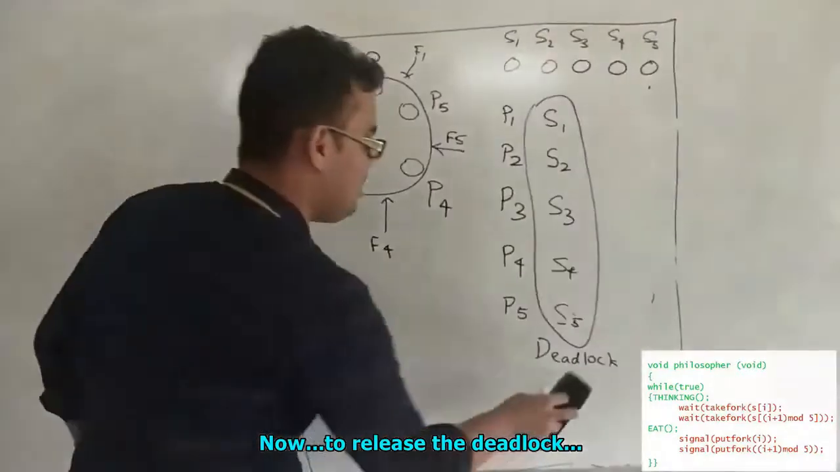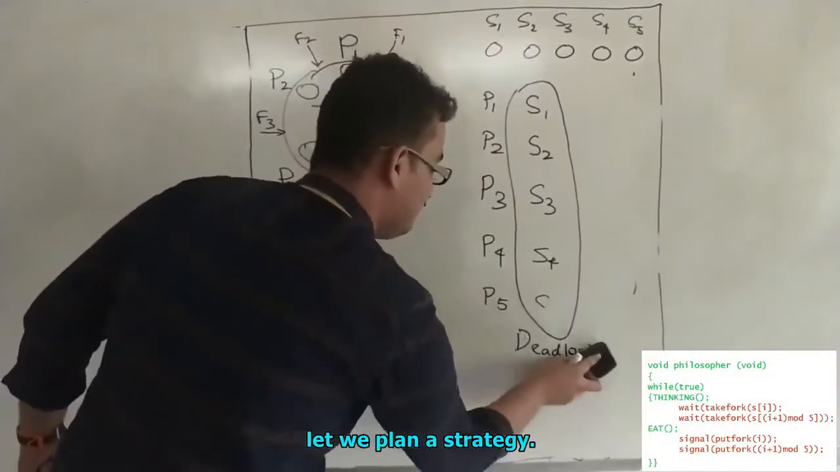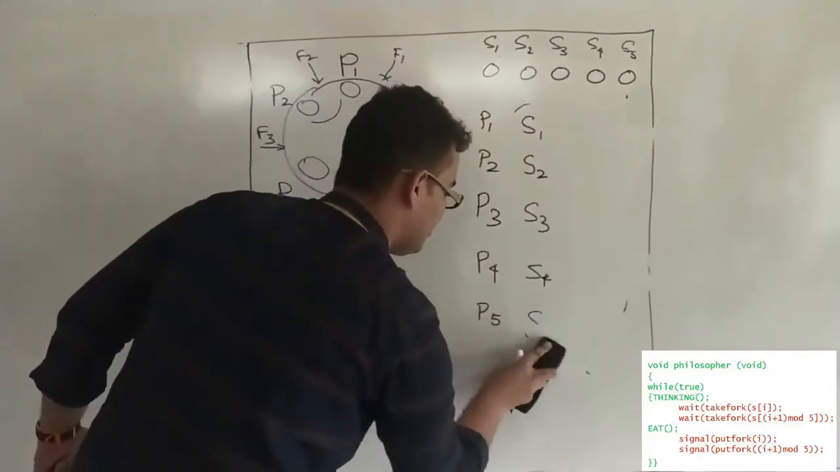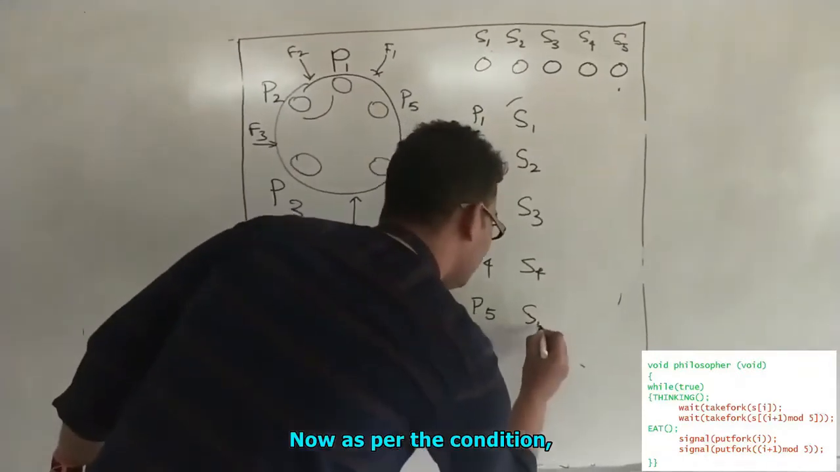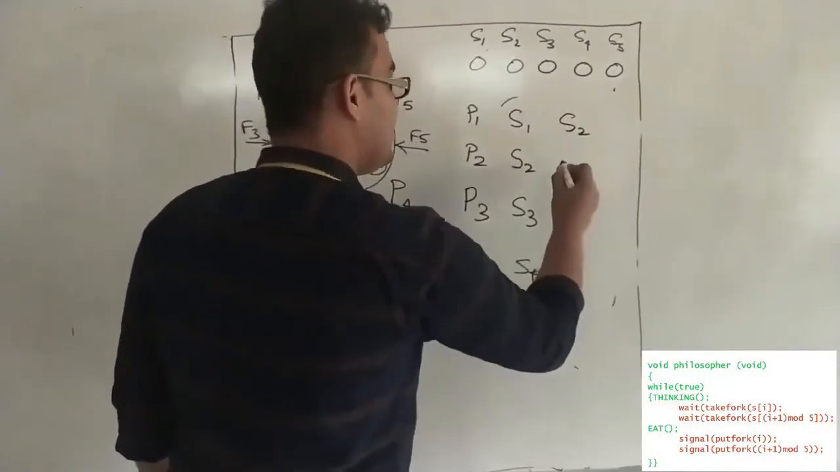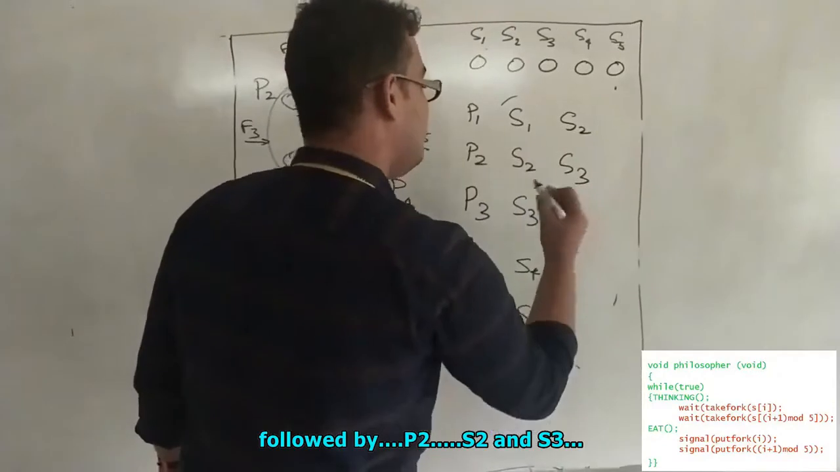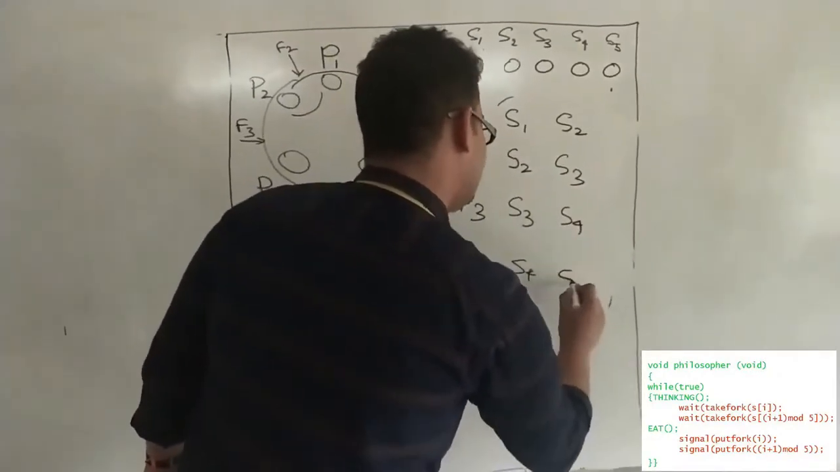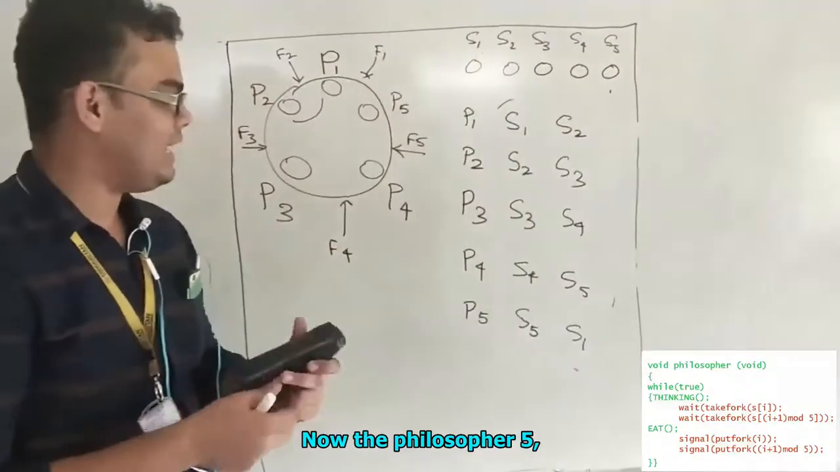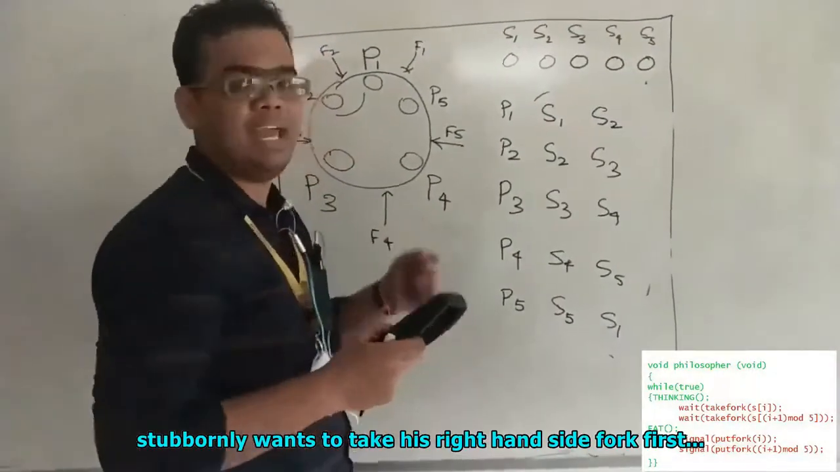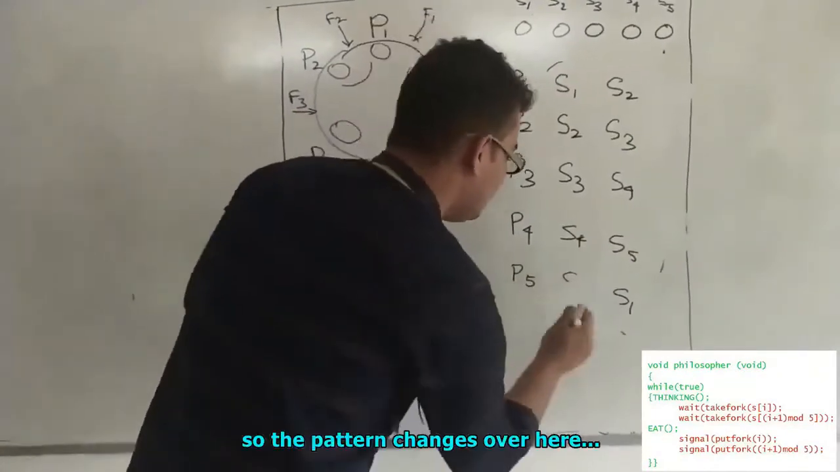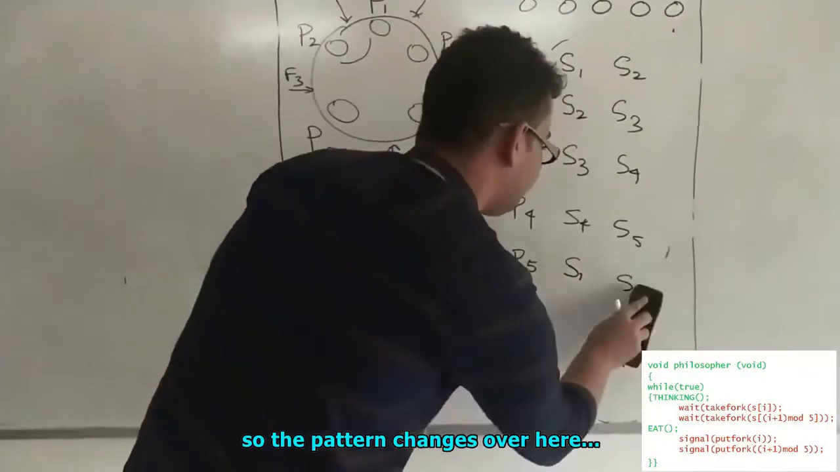Now, to release the deadlock, let me plan a strategy. As per the basic condition, P1 has to take the forks S1 and S2, right? Followed by P2, S2 and S3. P3, S3 and S4, S4 and S5, S5 and S1. Now philosopher 5 stubbornly wants to take his right hand side fork first, followed by the left hand side fork. So the pattern changes over here.